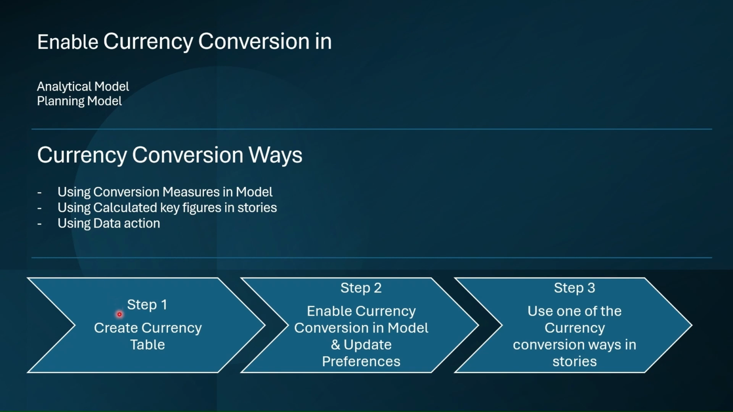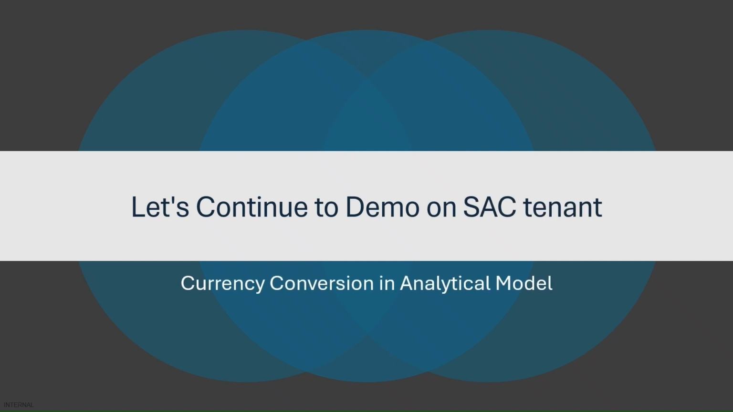Today we already went through step one, creating the currency table, in the previous video. Today we will be doing step two: how you can enable currency conversion in the model and update the relevant preferences. I will show you a demo of some sample data related to purchasing and how the currency conversion works in the story. So let's continue to the demo on the SAC tenant, and we will together see how currency conversion works in an analytical model.